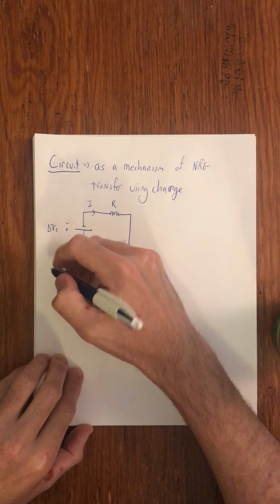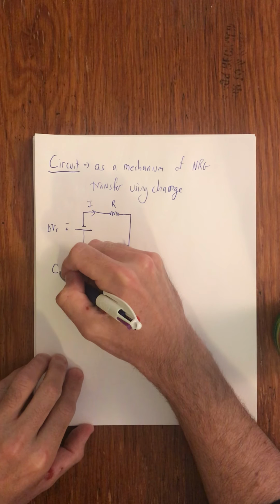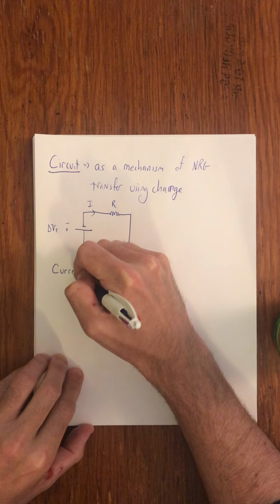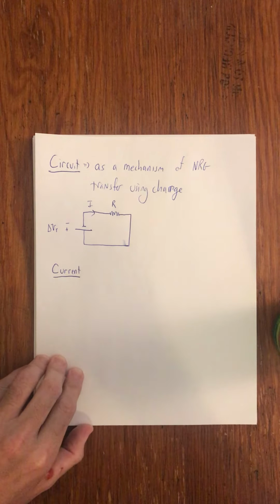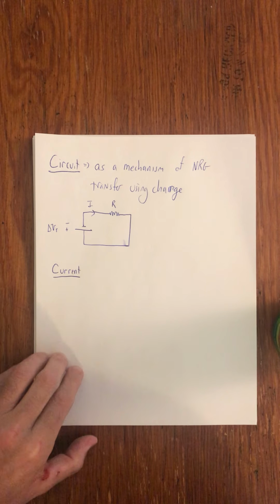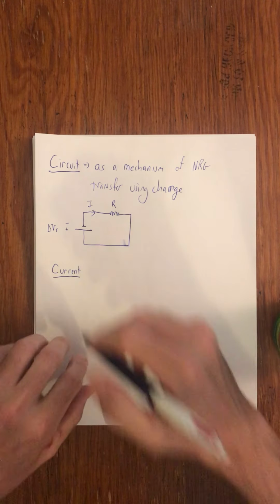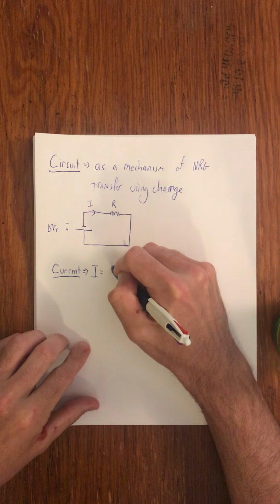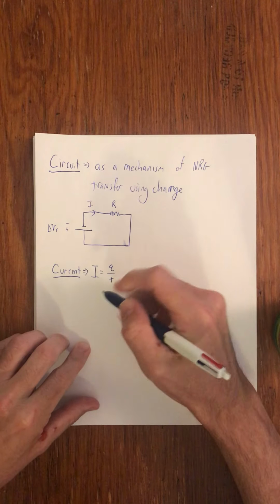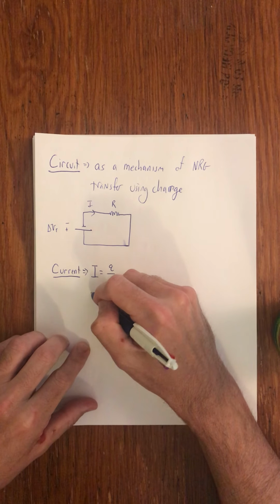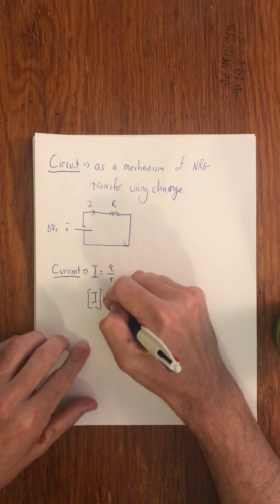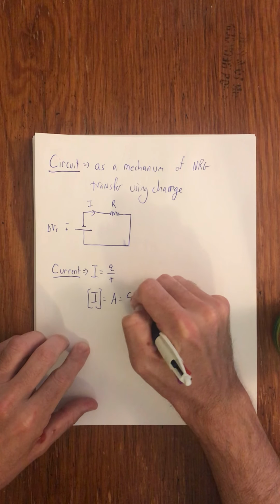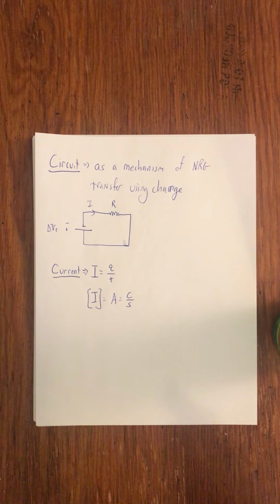So let's review some other terms as well. First, let's talk about current. Current, remember, is not how fast the charges are going. There's too many of them to really speak intelligently about how fast they're going, but it is the number of charges per unit time. Remember that current is measured in amperes, or amps, which is the coulomb per second.